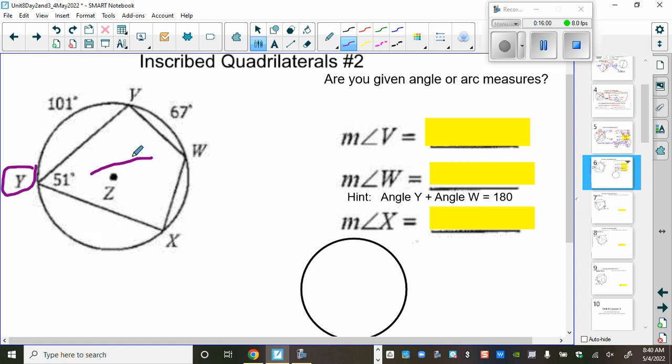So that means Y plus W has to add up to 180. Sorry. Well, can we figure out right away what angle W will be? So Y plus W is 180. Y is 51. I'll just say 51 plus W.